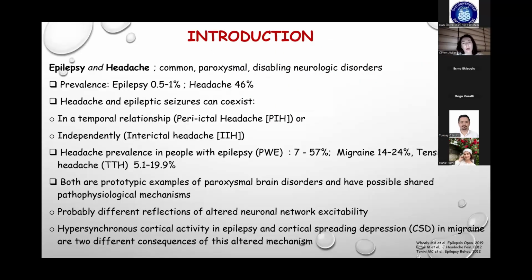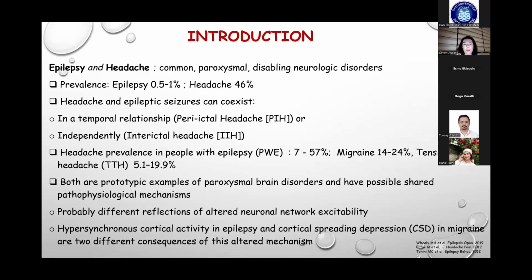I'll try to summarize our study about headache in idiopathic genetic epilepsy. As you know, epilepsy and headache are both common paroxysmal and disabling neurological disorders. Epilepsy prevalence is about 0.5 to 1%, whereas headache prevalence is about 46% in the general population. Both headache and epileptic seizures can coexist either in a temporal relationship, as periictal headaches, or independently as interictal headaches. Headache prevalence in people with epilepsy differs from study to study, but is reported between 7 to 57%, the majority being migraine followed by tension-type headache.